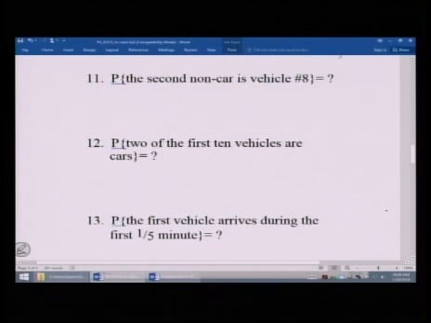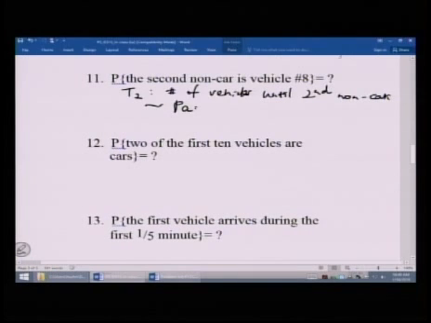Probability that the second non-car is vehicle number 8. So this is very similar to the previous one, number 10. In that case, intuitively, you're going to define T sub 2. What is that? Number of vehicles until you have the second non-car, right? Of course, T sub 2 follows the Pascal distribution. Again, the probability is 0.2.